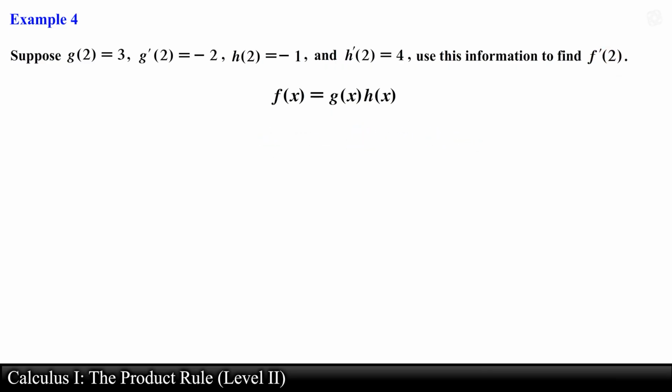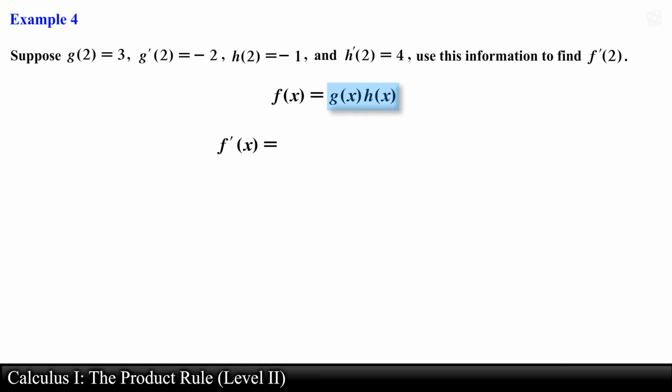Alright, at first, this problem might seem confusing, but the idea is to first find the derivative of f of x. Once we have an expression for the derivative in terms of g of x, g prime of x, h of x, and h prime of x, we go ahead and evaluate the derivative at x equals 2 using the information that is provided to us. So let's go ahead and first find the derivative of f of x.